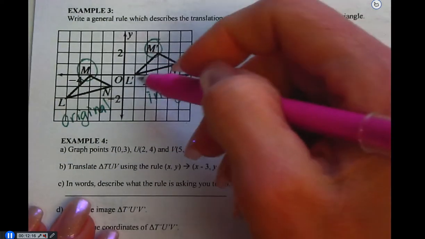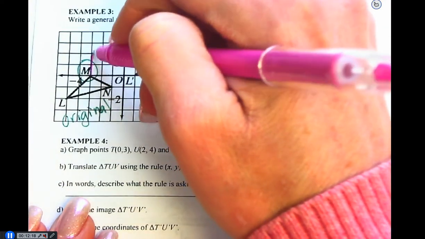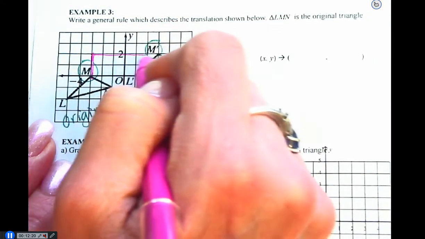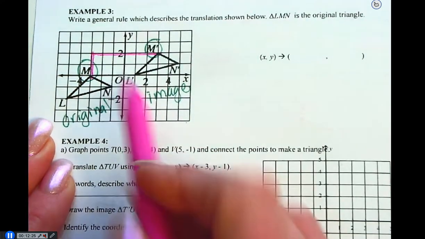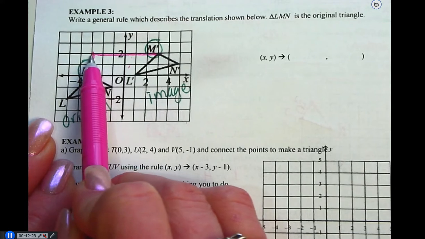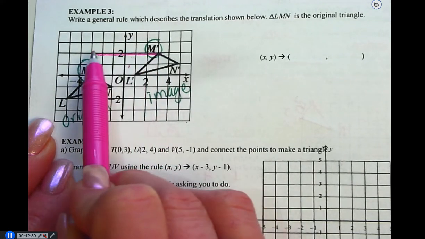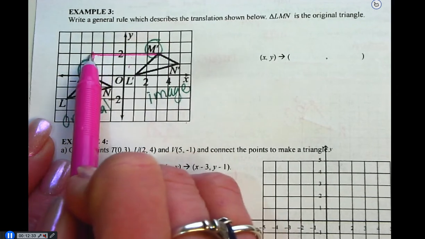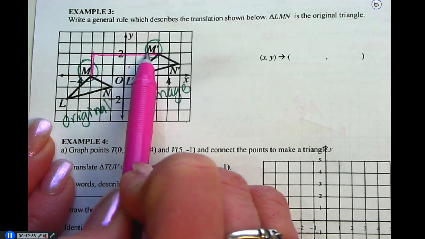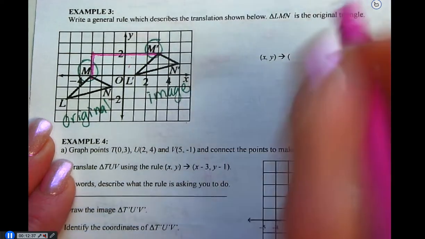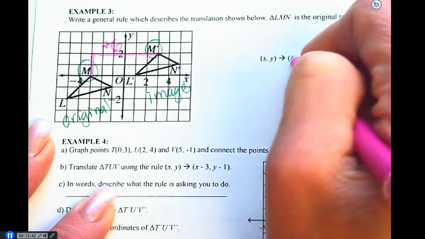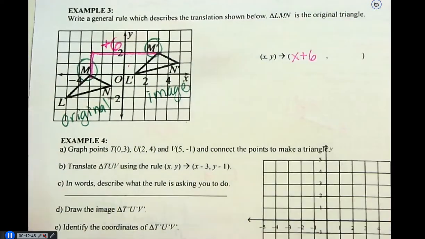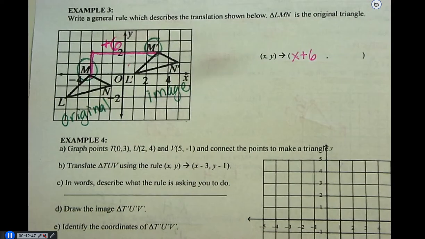And then what I'm going to do is count up and over to get to that point. So my x changed. I can look at how my x changed, right? X is my horizontal change. So that's going to be 1, 2, 3, 4, 5, 6. So my x changed by 6, and I added. So it's going to be x plus 6. Does that make sense? It went 6 to the right, so that's x plus 6.